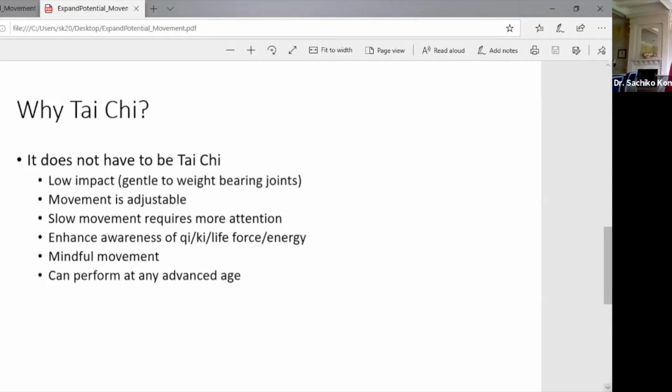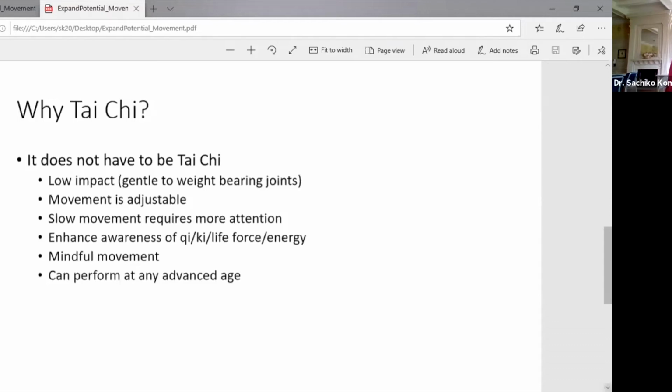Tai Chi movement is adjustable, meaning that if someone is very fit, you can make your Tai Chi movement even more physically demanding. For instance, if you are bending your knees, you can bend further to make your squatting deeper if you are fit. If you are not fit and you are just starting the movement, you can do it just as if you are standing regularly. The movement in general is very slow.